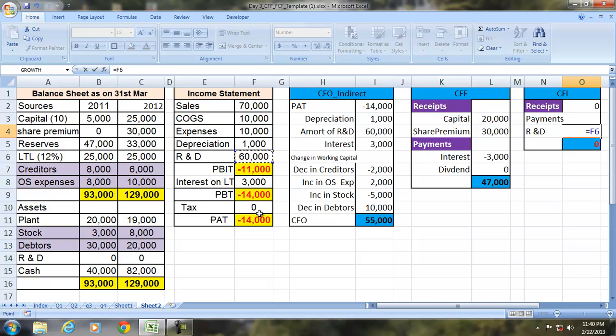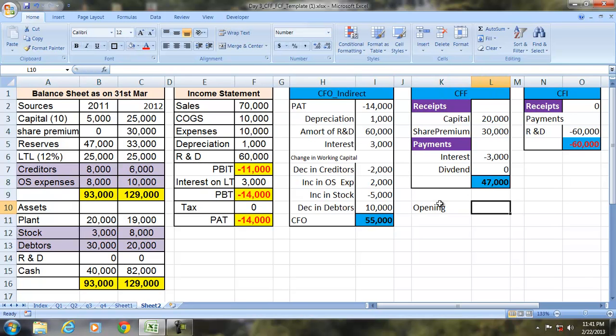R&D has been amortized 60,000, but the company was not having any R&D in the previous year, so that means they have purchased the R&D, and the fact that they purchased the R&D and there is no creditors or liabilities for R&D, it shows that R&D has been acquired for cash and has been fully amortized during the year. So CFO is positive 55,000.